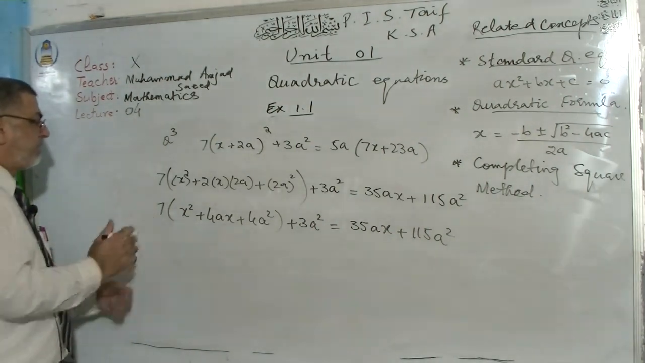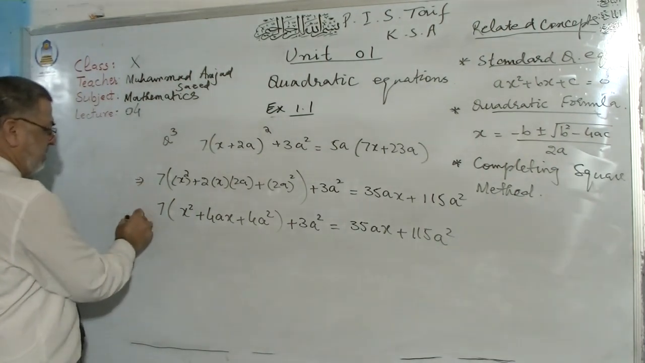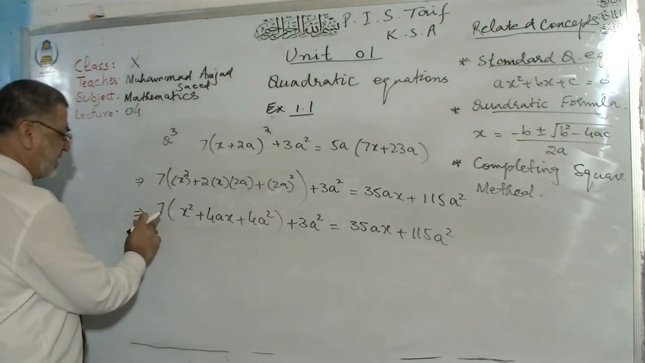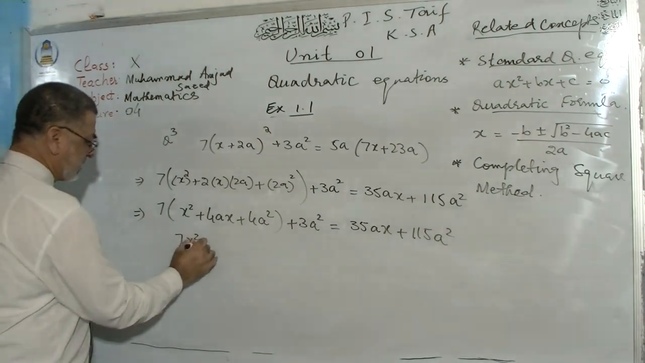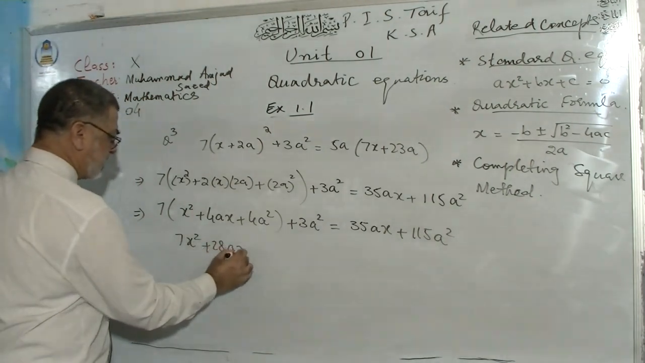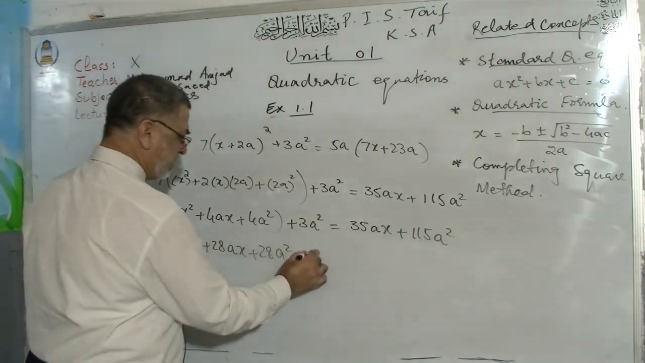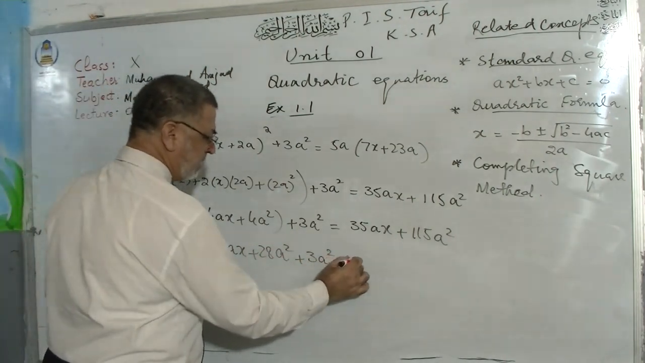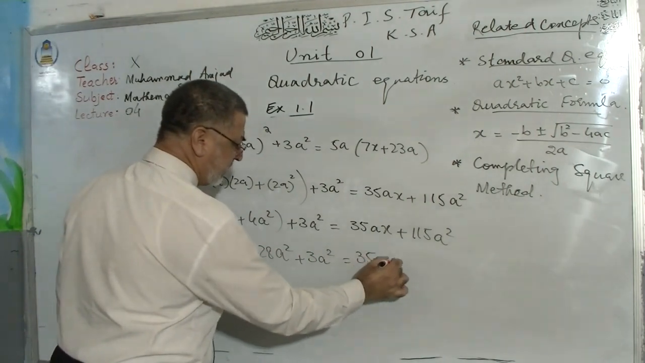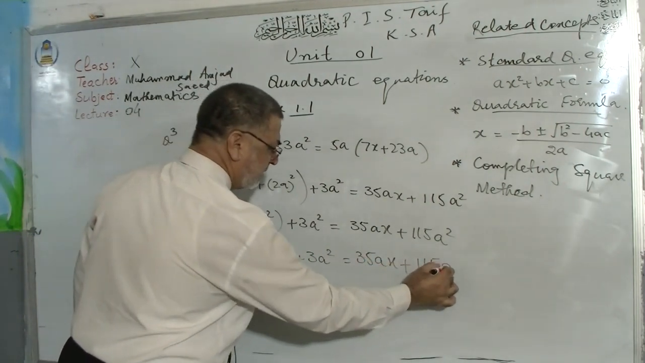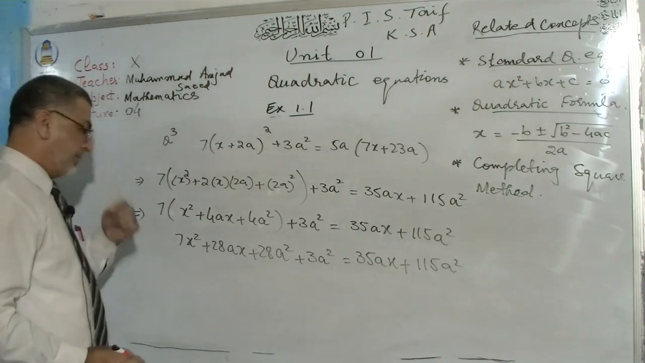Now we will open up the bracket, multiplying with 7: 7x square plus 28ax plus 28a square plus 3a square is equal to 35ax plus 115a square.